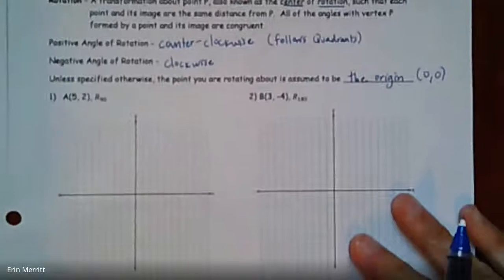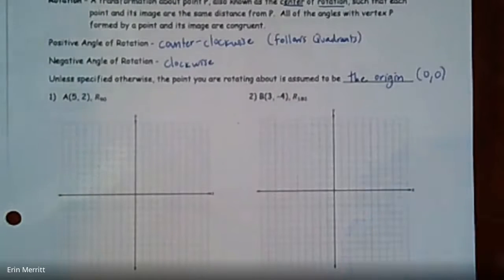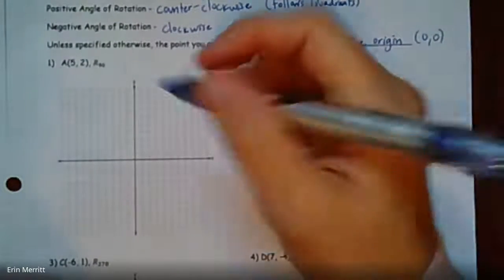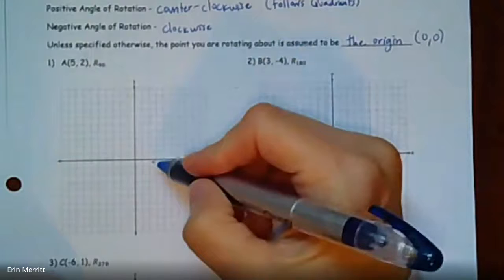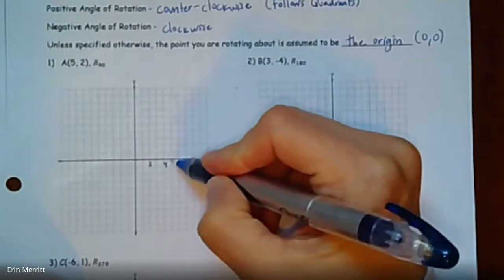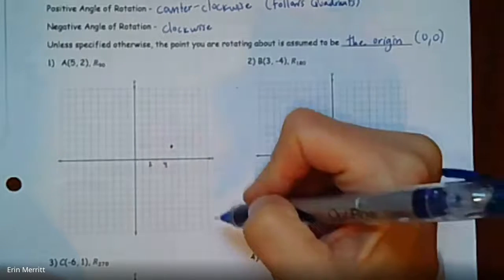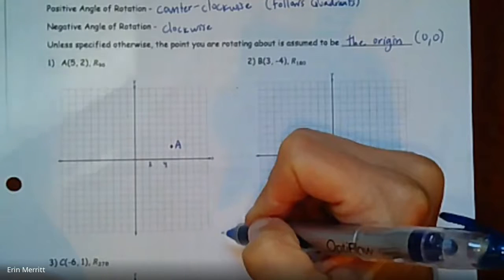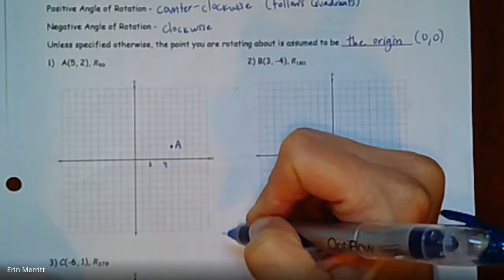All right. With these first few, we got to plot the point first, and then we'll do the rotation. Okay, so this first point, we have the point 5, 2. So go ahead and take a second. I just like to label, otherwise my eyes jump. So here's the point 5, 2. That's our point A. And we're going to rotate it 90 degrees about the origin.